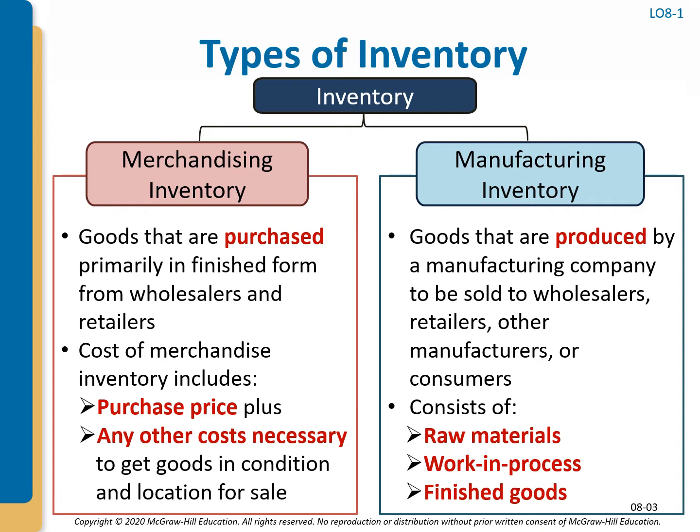Manufacturing inventory, on the other hand, is goods that are produced by a manufacturing company to be sold to wholesalers, retailers, or other manufacturers or consumers. And they consist of three things. One is raw material, the other is work in process, and then we have finished goods.